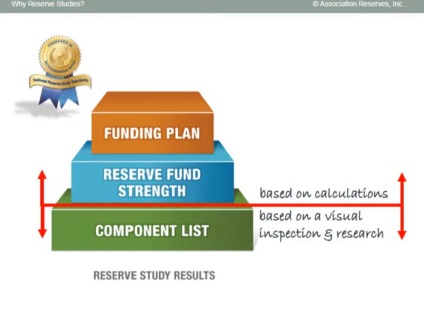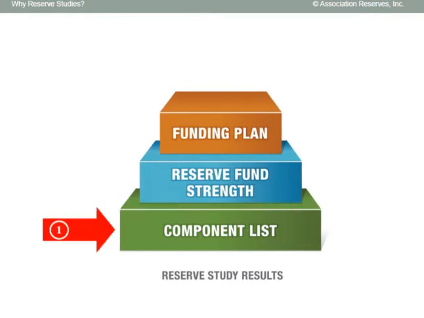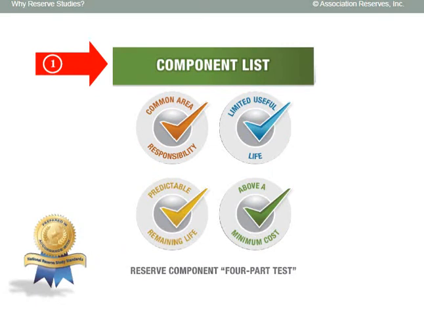But the component list is the foundation; the reserve fund strength calculation and the funding plan calculations are based on that component list. So it's worth spending another moment describing what's in that component list and how we know that we're getting all the right components in the component list. There's a national four-part test, from National Reserve Study Standards, that helps us make sure that we're catching the right things. First off, it needs to be a common area maintenance responsibility, not something owned and maintained by an individual owner or the management company or the developer.